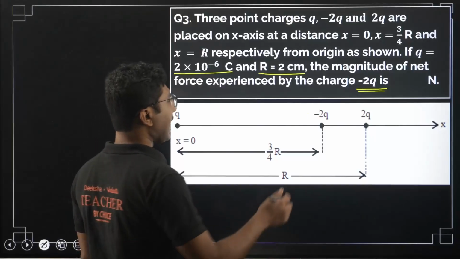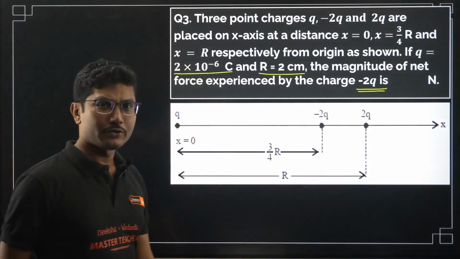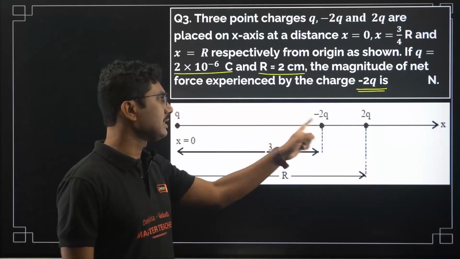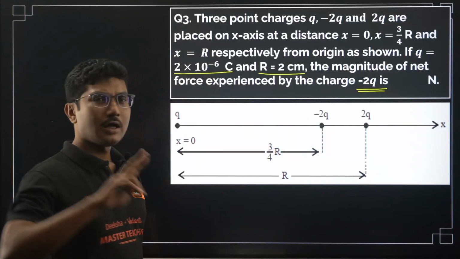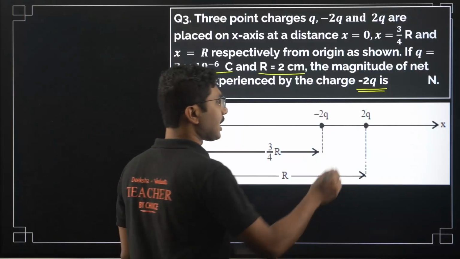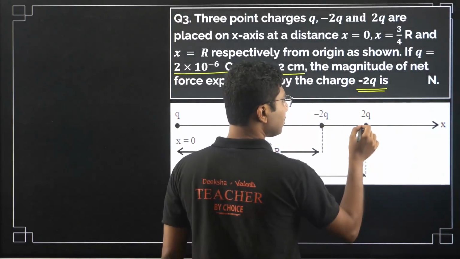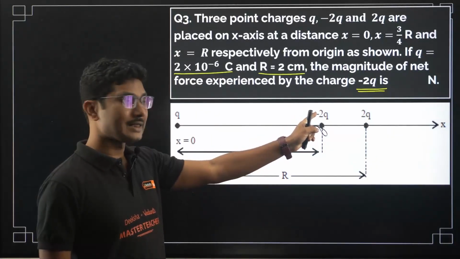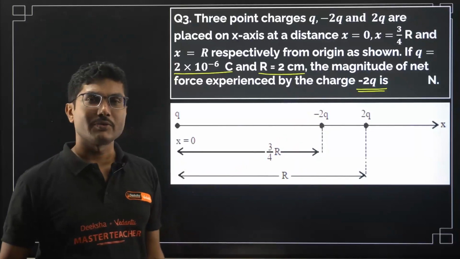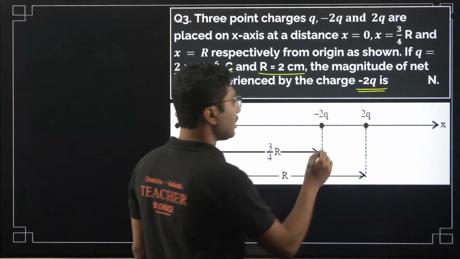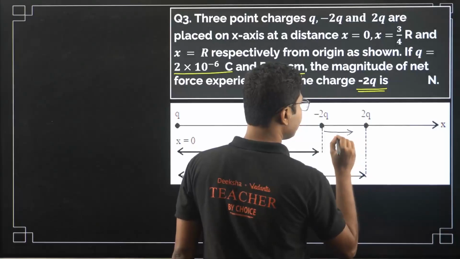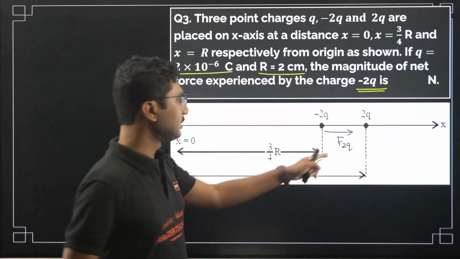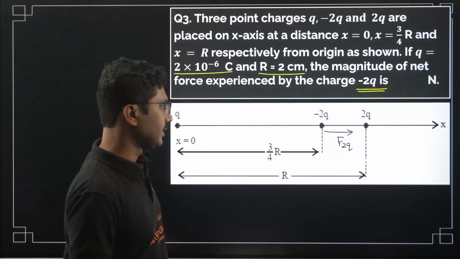Here we have to calculate the net force on minus 2q. So you have to understand what all the forces acting on this minus 2q charge are. There are two forces acting on this minus 2q charge. One force is because of this plus 2q charge, right? This is plus and this is minus, so they will attract. So the first force is this one, say F2q.